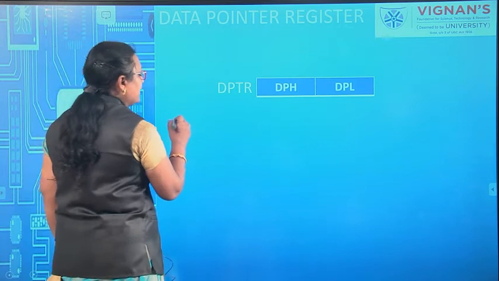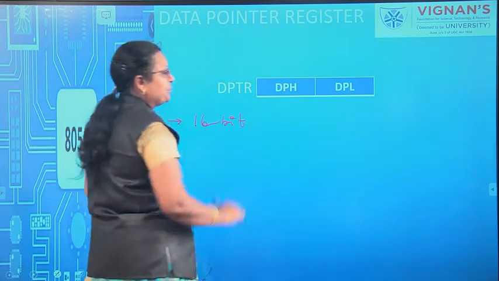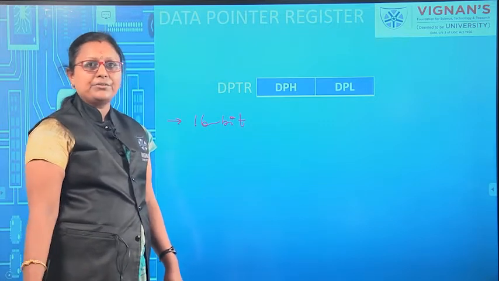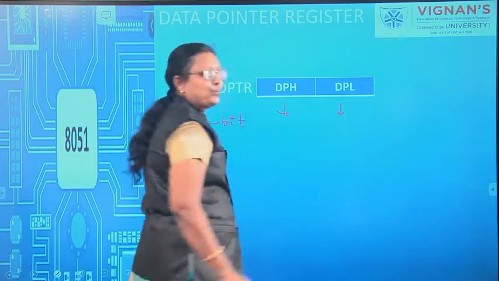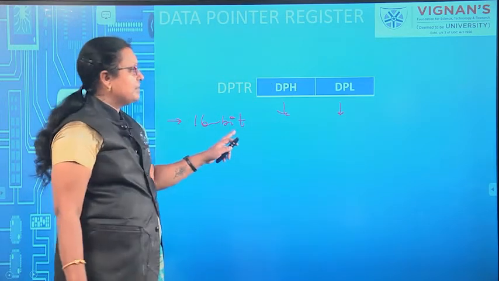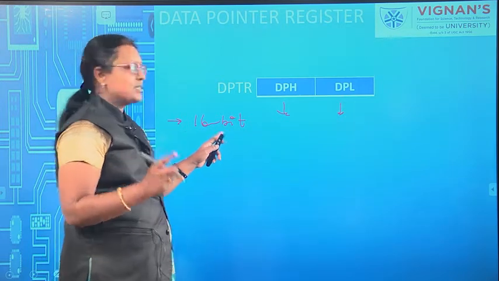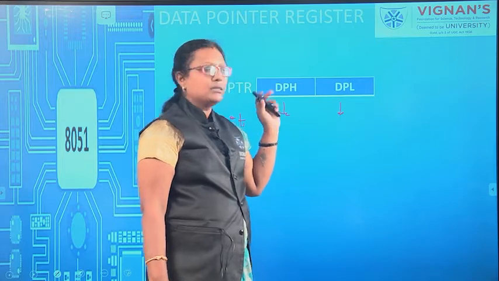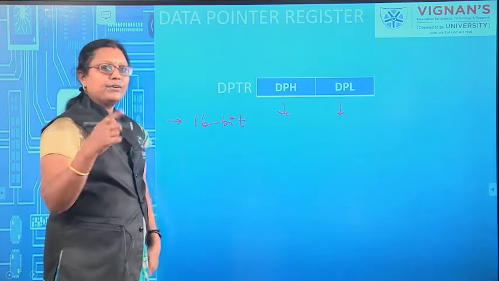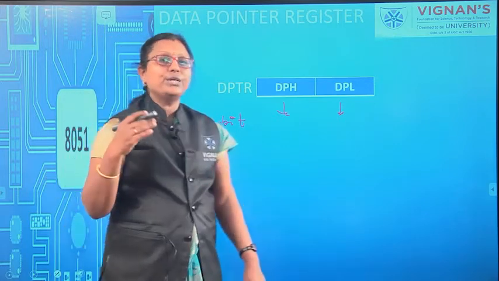Data pointer register is generally a 16-bit register. It is divided into two 8-bit registers, like data pointer high and data pointer low. This entire 16-bit register is not used as it is. It will be divided into two sets of registers: one is data pointer high and the other is data pointer low. Clear?